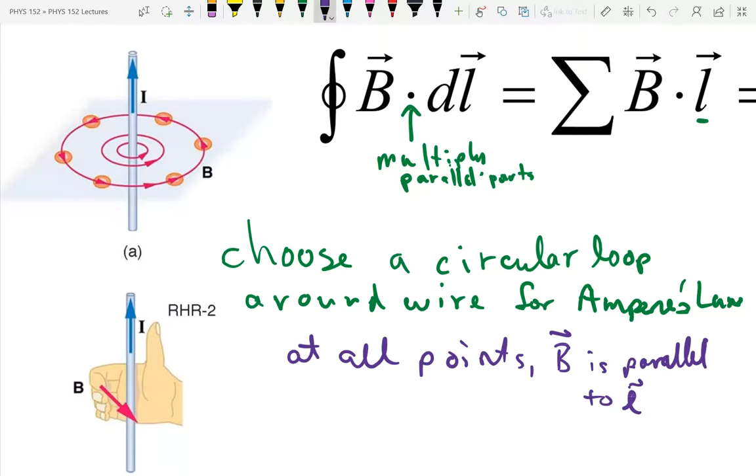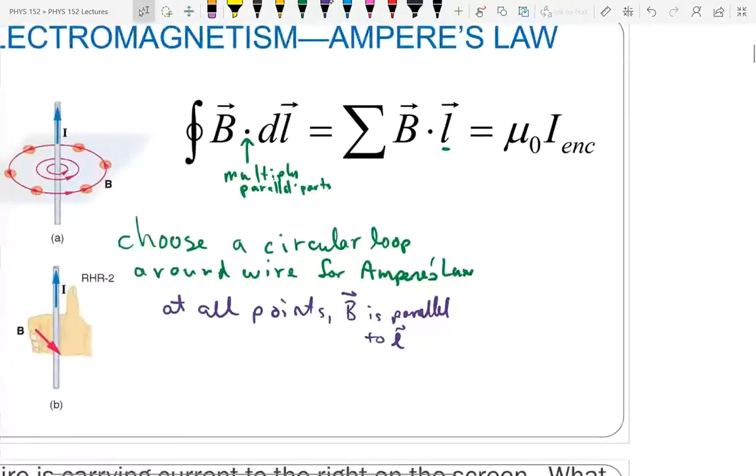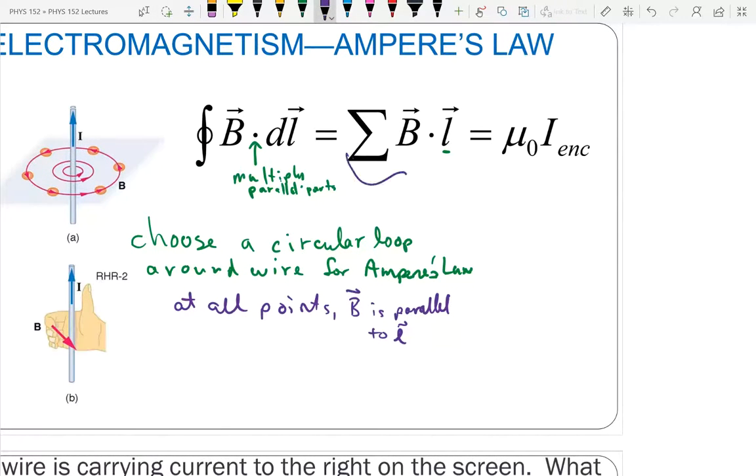And so if I go all the way around the loop, if I add up all the pieces, I'm just going to have B times the circumference. So in my application here, this just becomes B times the circumference. What's the equation for circumference of a circle? 2 pi r. So B times 2 pi r is equal to, and then the other side is mu 0.